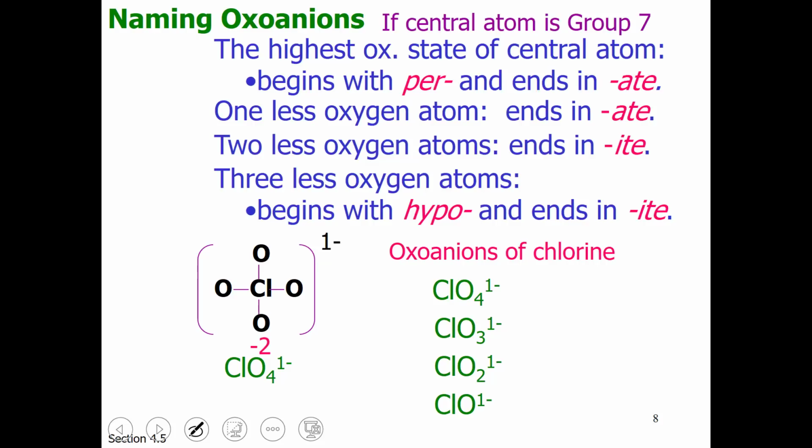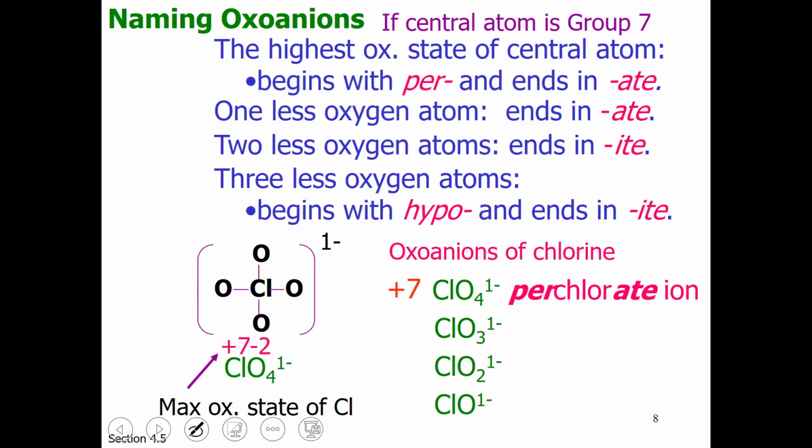If I start with ClO4 1-, each oxygen is -2. So that means the chlorine has to be +7 oxidation state. That is the biggest oxidation state that chlorine can have, since it's in group 7. So we would call that the perchlorate ion, because it's the highest oxidation state. If we had one less oxygen, the oxidation state of the chlorine would be +5. So now we just call that chlorate ion.